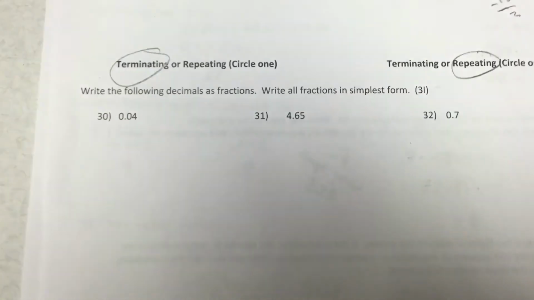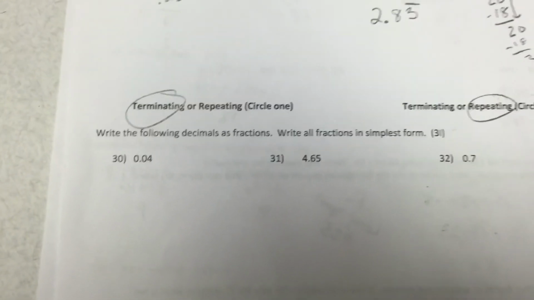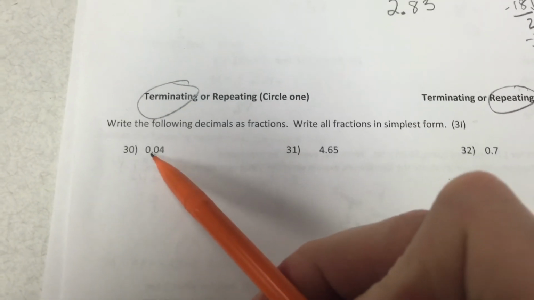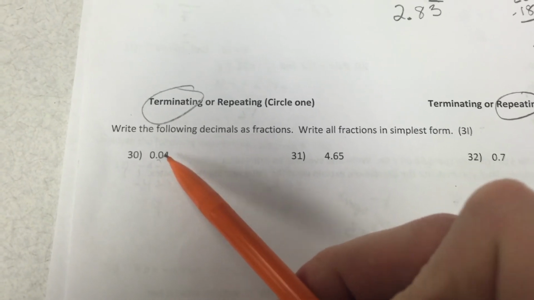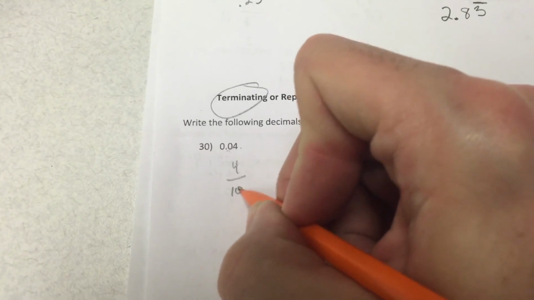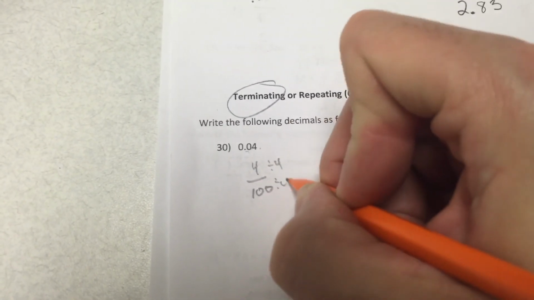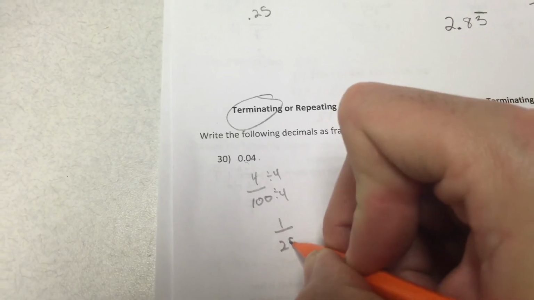The last 3, going from a decimal to a fraction, all we have to do is read it properly and make sure that we set it up that way. First number after the decimal is the tenths. The second one is the hundredths. So this is 4 hundredths. Well, I know that I can divide each of these by 4, and I end up with 1/25.